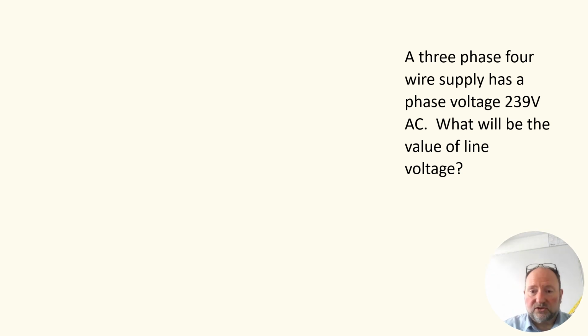So here's the next question. A 3-phase 4-wire supply has a phase voltage of 239 volts AC. What would be the value of line voltage? So we're working back the other way.